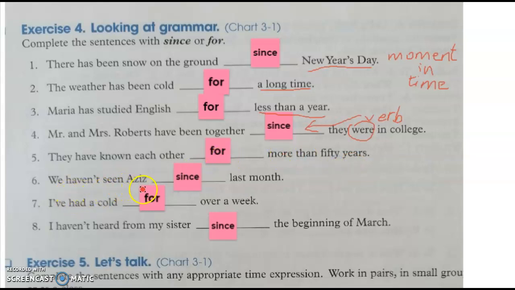We haven't seen Aziz since last month. Last month is a specific moment in time. It's not the length of time, it's not the duration. It's a specific moment. Since. I've had a cold for over a week. This is a duration. The time I've been suffering from the cold until this moment is 1 week. So duration, so it's for.